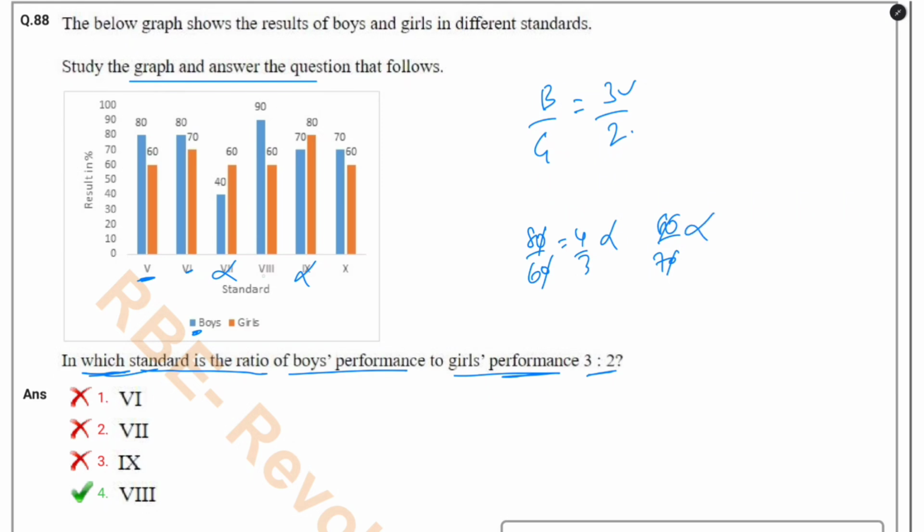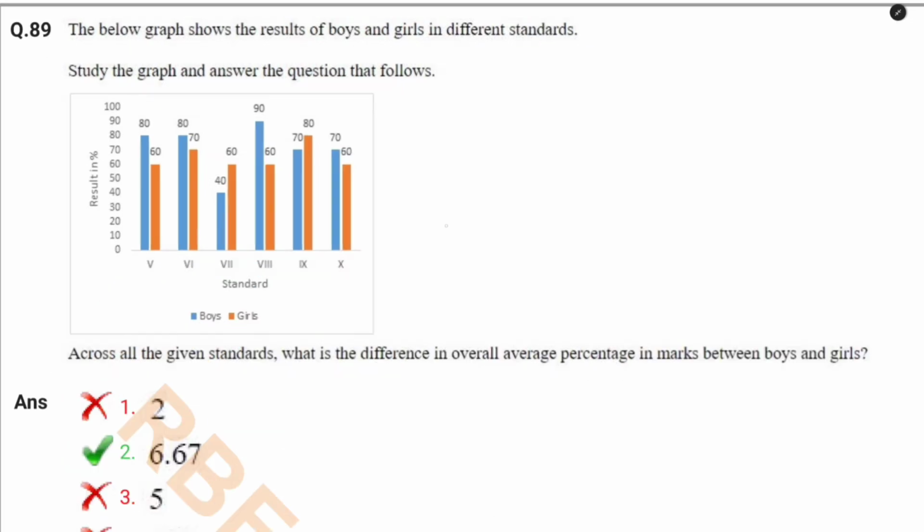This is wrong. Next, class 8. It will be 90 divided by 60. 0, 0 cancel. 3 table, 3 times, 2 times. So this will be the 3:2 ratio. So that means class 8. So class 8 is the answer.